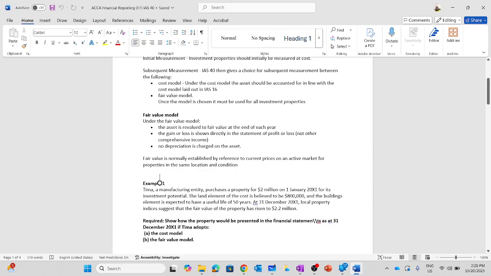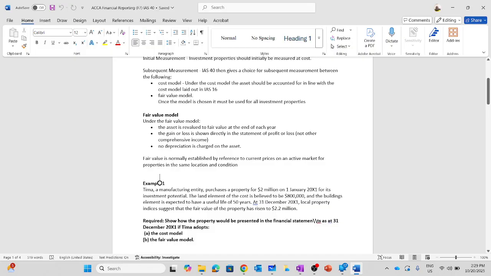We should not recognize the gain until it is realized. And also, a loss should be recognized when it is possible, when we're sure that we are going to incur that particular cost. So we need to recognize the loss. So this is exactly what the prudence concept is saying.